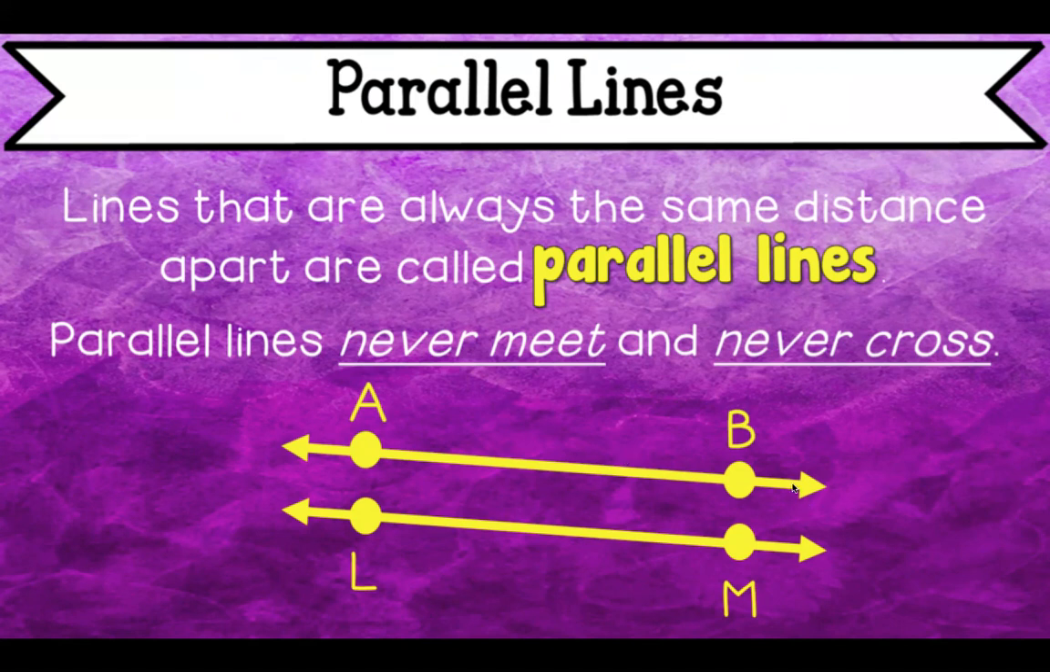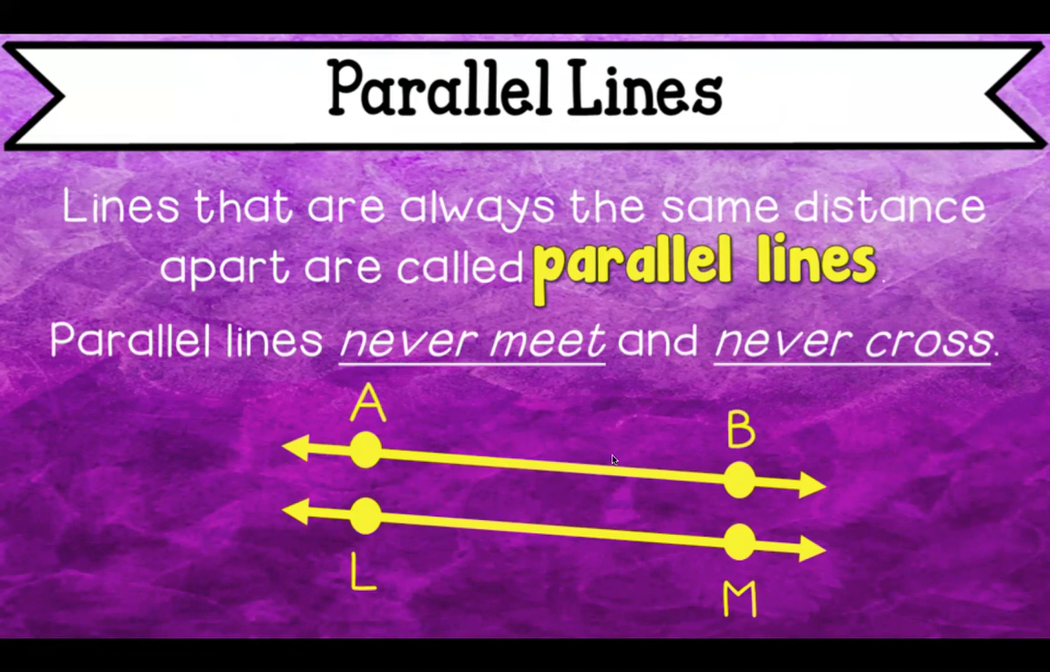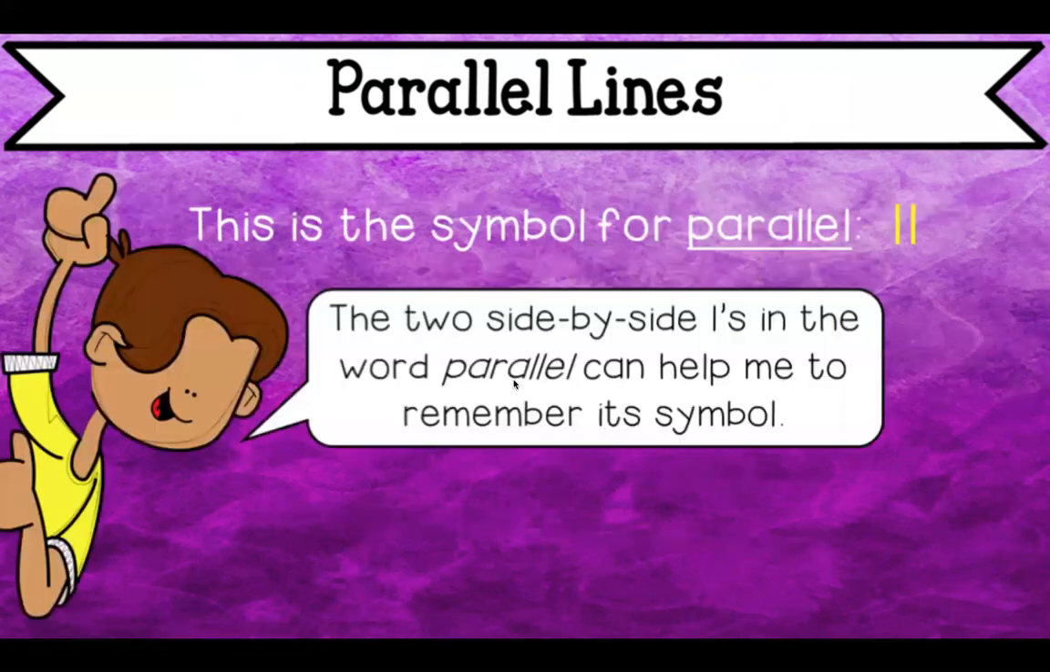Imagine this line goes on continually forever, and so does this line, they will never cross, okay? Those are called parallel lines, and I always like to think of it as like an equal sign. Here's a little trick.